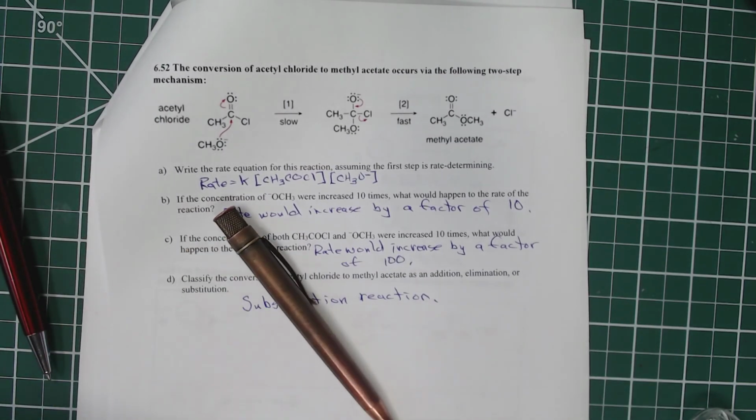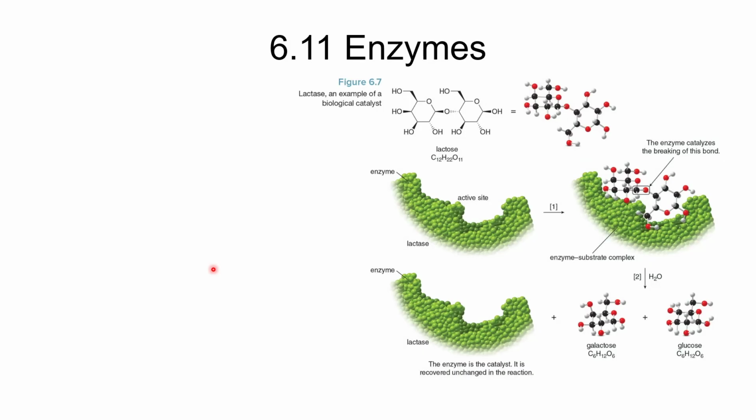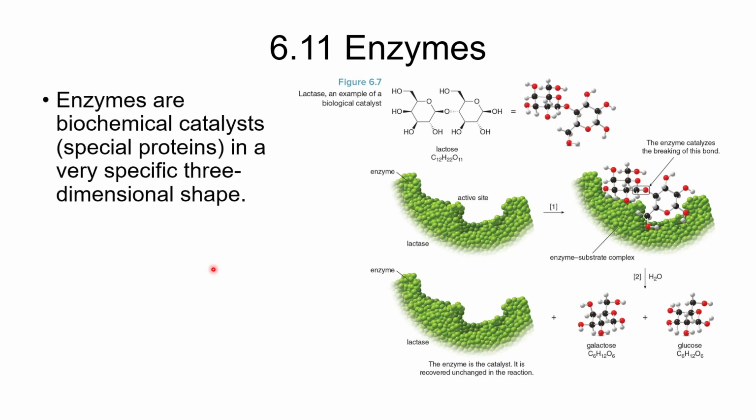Let me go back and see if there's anything left in the presentation. Yeah, so we have just one last little thing talking about enzymes, and I don't have any questions on the enzymes, but enzymes are just really big catalysts. So they are biochemical catalysts. They're special proteins made up with sometimes dozens, sometimes hundreds, sometimes thousands of amino acid units. And they have very shape-specific shapes that are designed to do certain types of reactions.